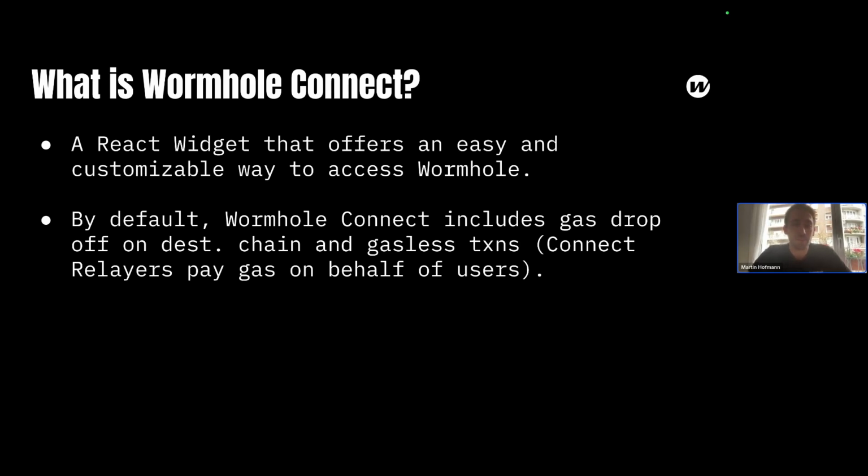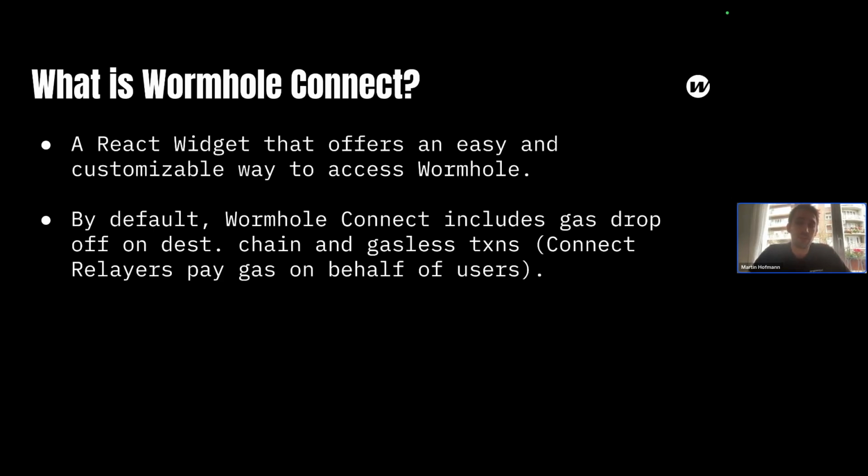And it also includes a gas drop-off on the destination chain. This is something very cool, very interesting that Wormhole provides. So let's say we want to bridge tokens from Ethereum to Avalanche, for example. This will take two transactions, one on the source chain, because we are sending tokens, and another one on the destination chain to redeem those tokens, right? So every transaction that you sign is going to cost you gas.